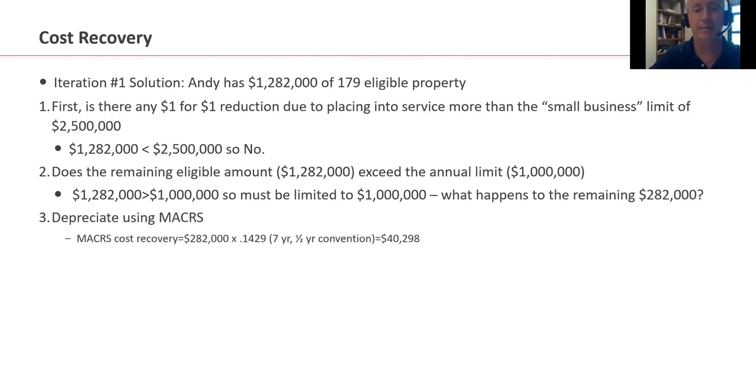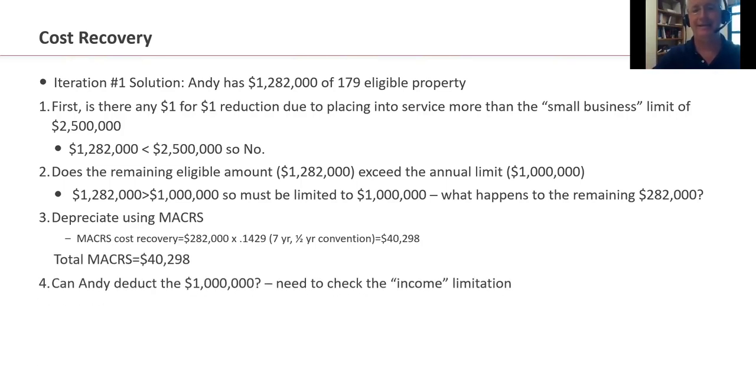Okay, so let's do our MACRS cost recovery. It's a 7-year asset, half-year convention. I go to the first year, 0.1429 times 282,000. MACRS cost recovery on this property is $40,298. I needed to do that because the next limit is, can Andy deduct the $1 million of 179? Well, he can as long as it doesn't create a loss. So we need to check the income limitation.